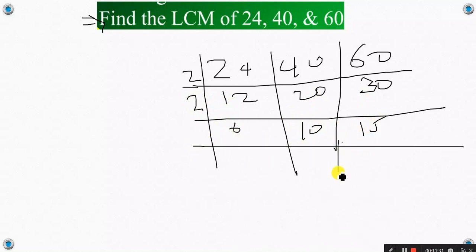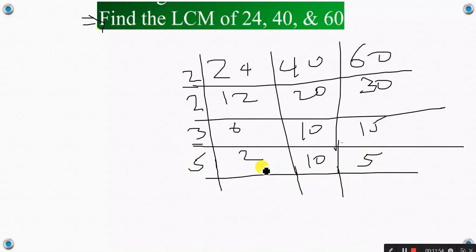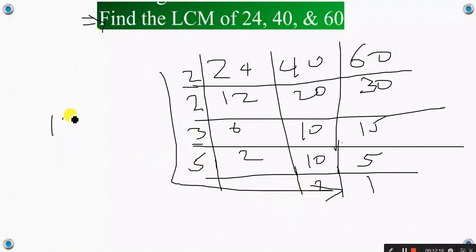We can also divide these numbers by 3. 6 divided by 3 is 2. 10 is not divisible by 3, so we simply move the number down. 15 divided by 3 is 5. Let us again divide by 5. 2 is not divisible by 5, 10 divided by 5 is 2, 5 divided by 5 is 1. So we multiply just like this, the first column and the last row. 2 times 2 is 4, 4 times 3 is 12, 12 times 5 is 60, 60 times 2 is 120. So 120 is the least common multiple of these three numbers.